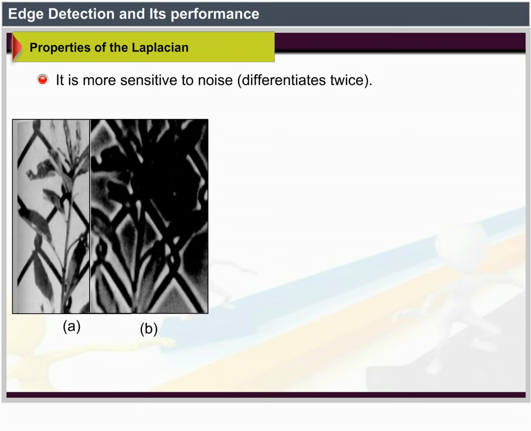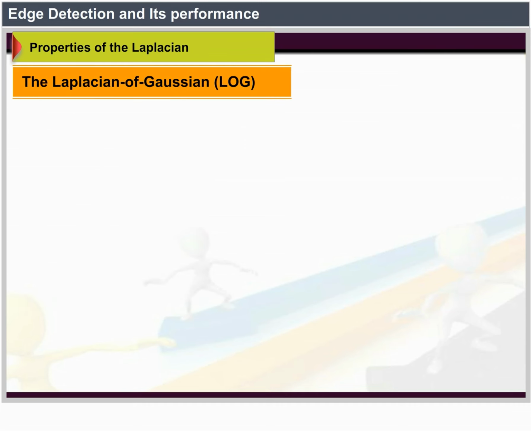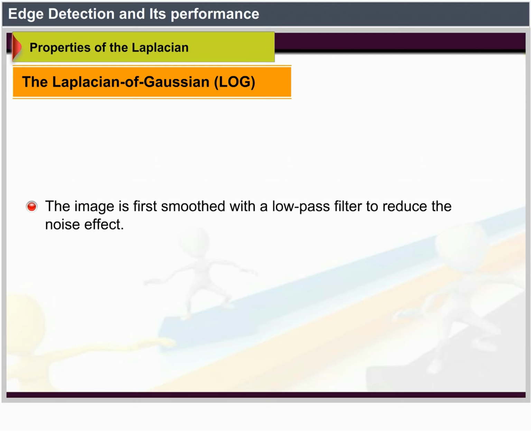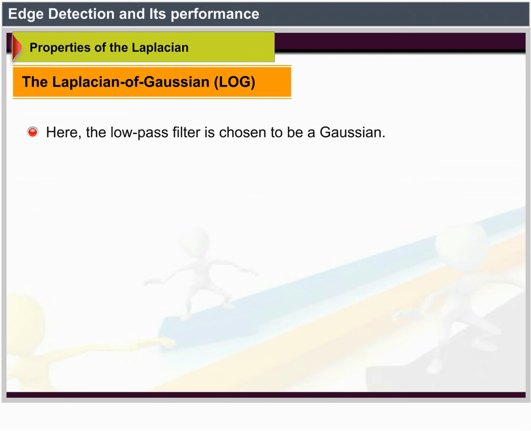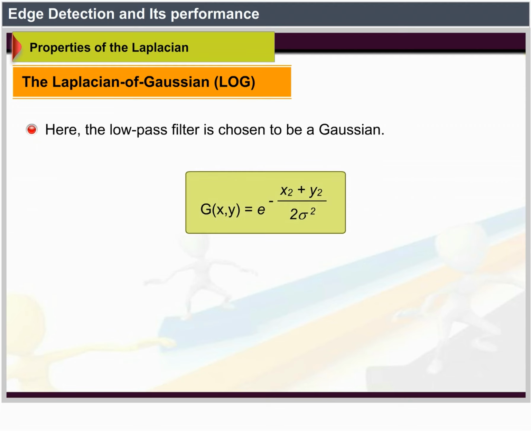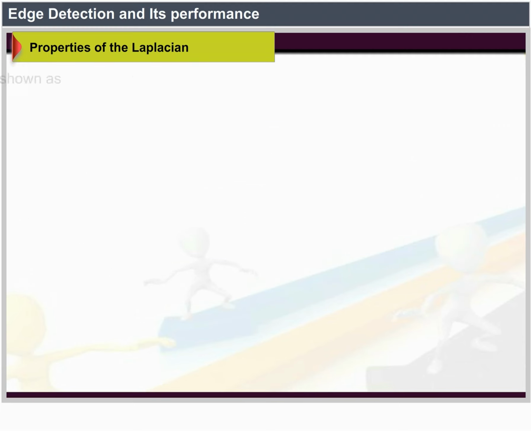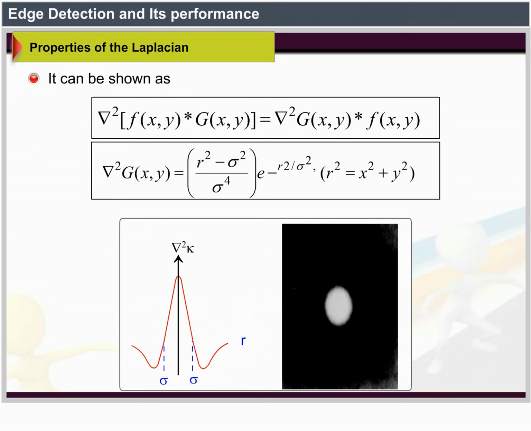The Laplacian of Gaussian, LoG. To reduce the noise effect, the image is first smoothed with a low-pass filter. In the case of the LoG, the low-pass filter is chosen to be a Gaussian. Sigma determines the degree of smoothing. Mask size increases with sigma. The Laplacian of Gaussian equations can be shown to follow as below.